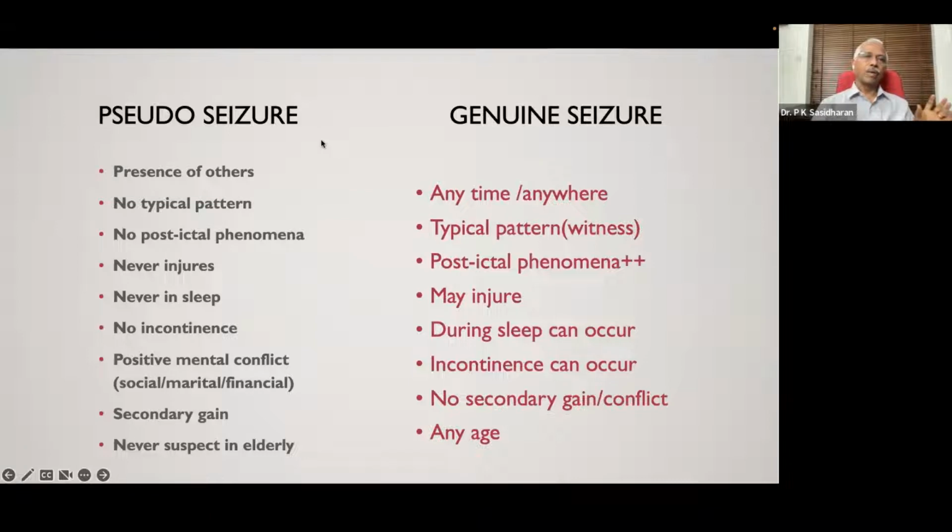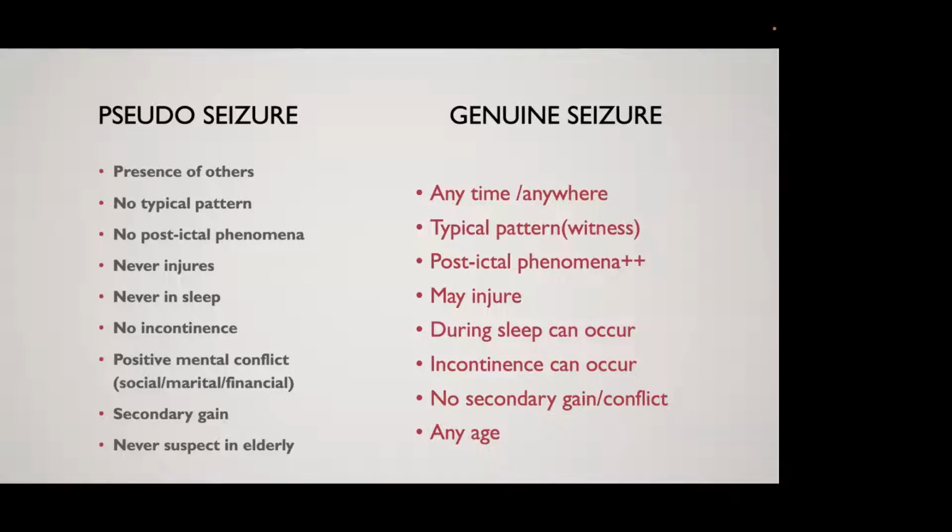Pseudo seizures will occur, the person who develops it will make sure that it happens in the presence of somebody to witness it. So it will never occur when the person is genuinely alone, or at least the person will make sure that somebody will immediately come and see it. So that situation will be there. And the pattern is very bizarre. You will never see the typical pattern of genuine seizure in pseudo seizure. One limb may be upright, another may be lower down, and the movements are never symmetrical. And you will never get postictal phenomena.